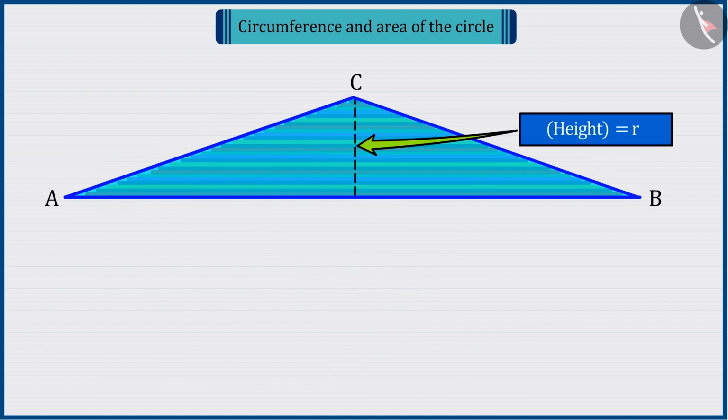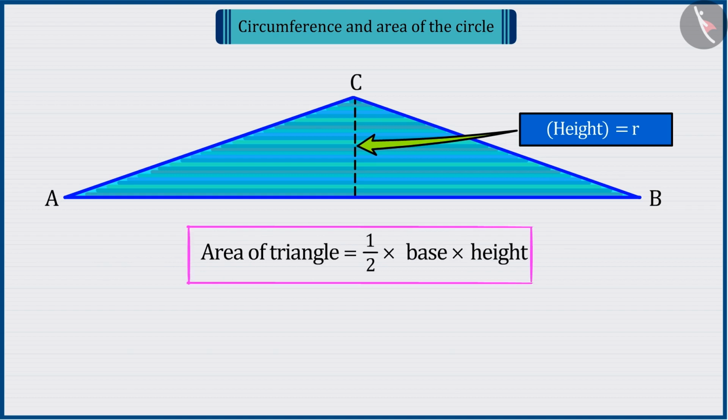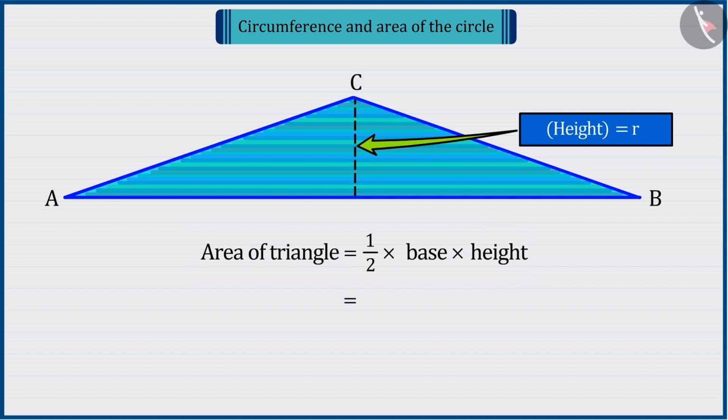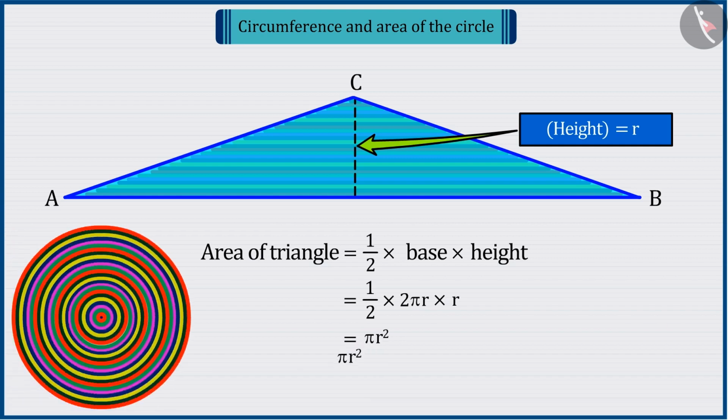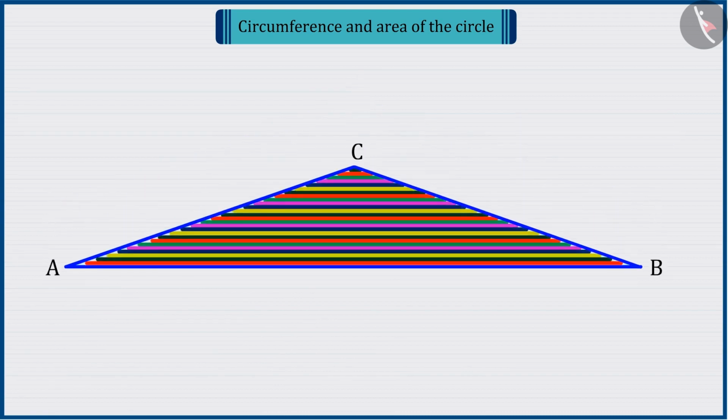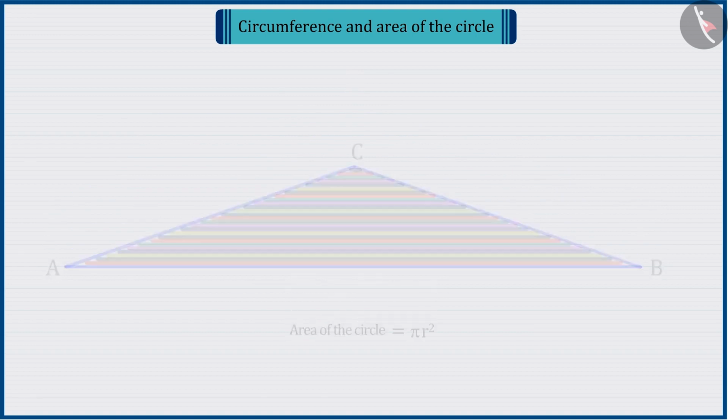Well done! Since we know that the area of a triangle is 1 upon 2 multiplied by the base multiplied by the height, therefore, in the area formula, on putting the value of base and height of this triangle and solving, we have the area of the triangle as pi r raised to the power 2, which will be equal to the area of the circle. So you must have understood how the area of the circle as pi r to the power 2 is determined.